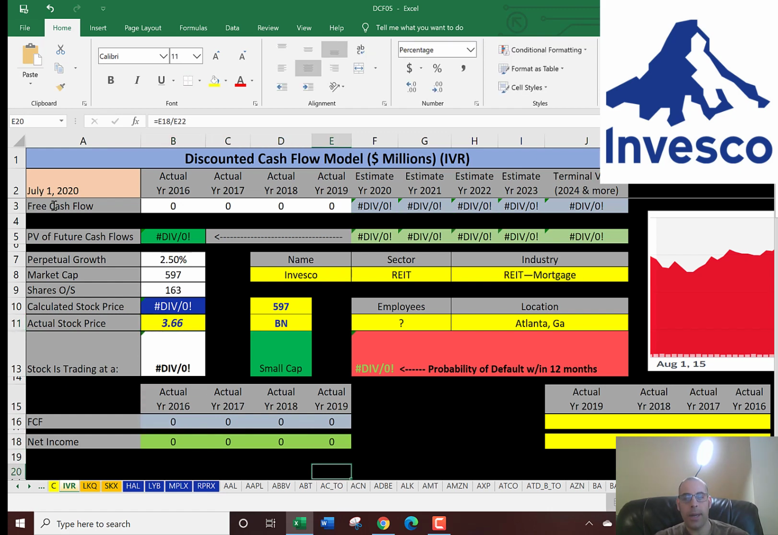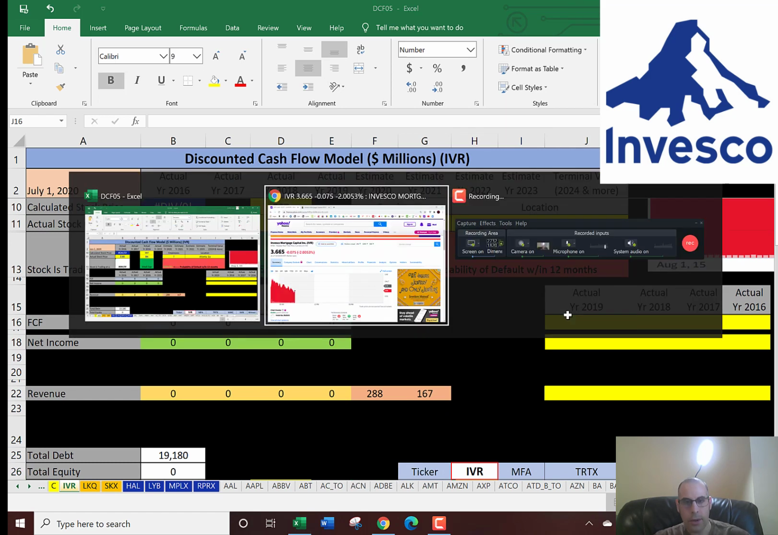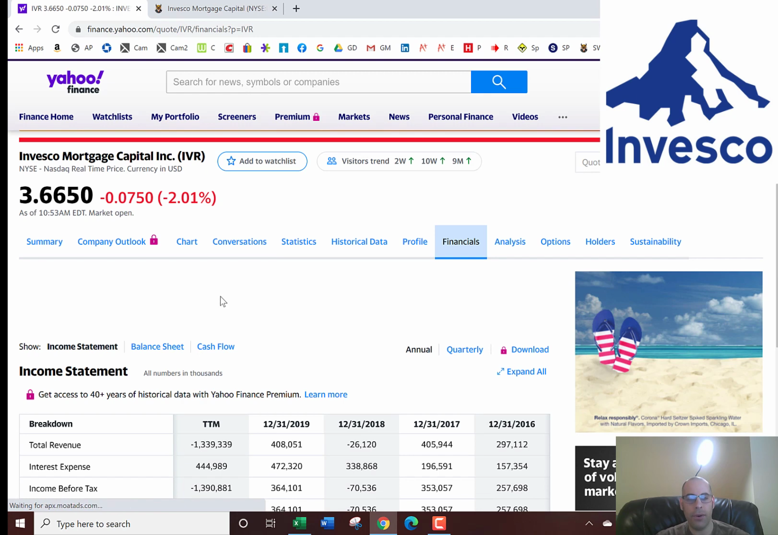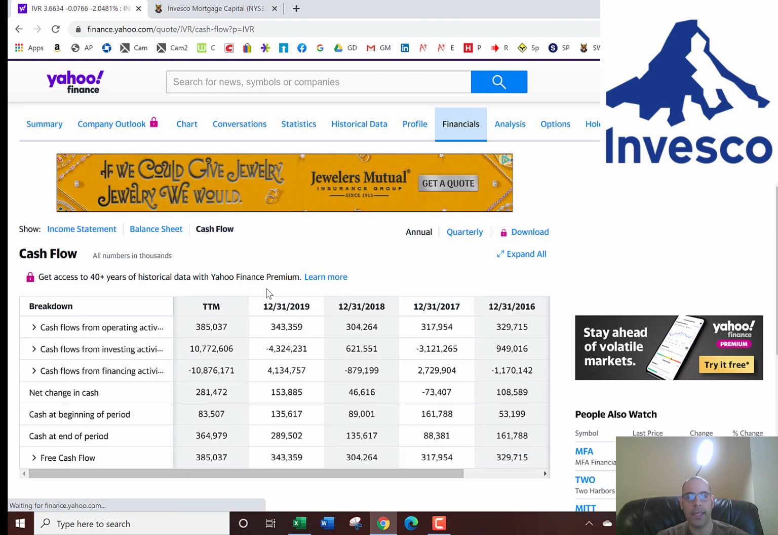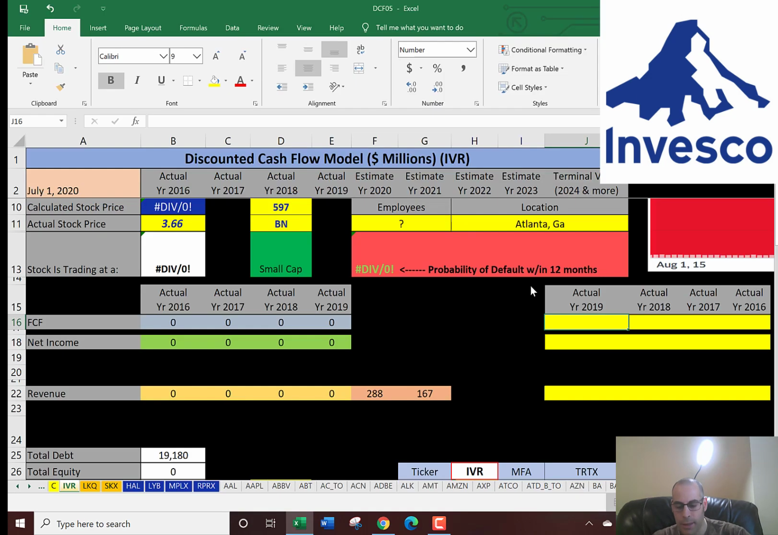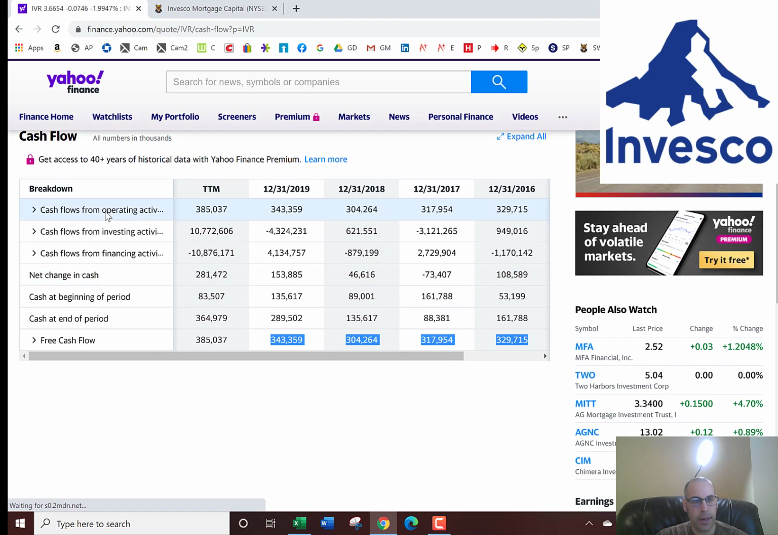And then next for the model, I need the free cash flows. And I'll go back to Yahoo Finance to pull that. And free cash flow is the cash that's left over after operating a business minus capital expenditures. And this is how you value a company. You estimate the future free cash flows and discount that number back to today's value. And that's what we're doing in the video here.